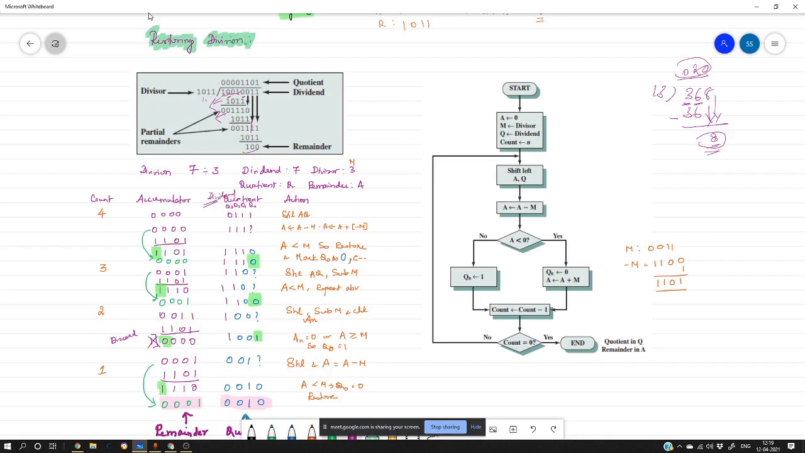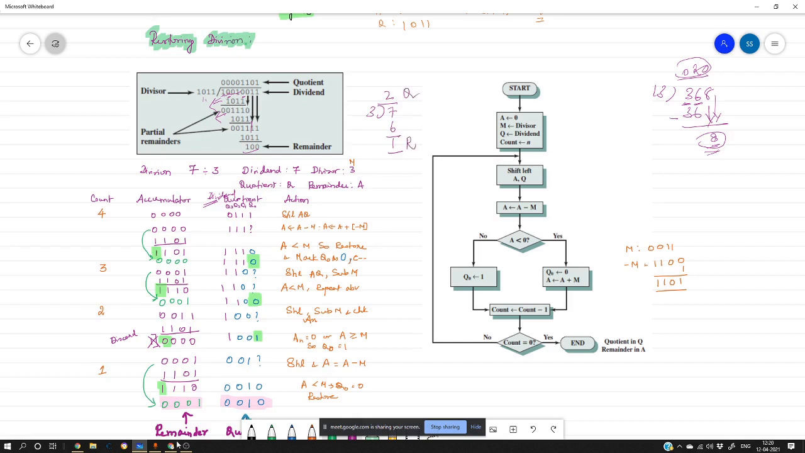Okay. So now, coming to the algorithm, we initially make initializations. The accumulator is initialized with value 0, M is loaded with the divisor, and Q is loaded with the dividend. I have taken an example of dividing 7 by 3. When I divide 7 by 3, you get quotient 2 and remainder 1. 7 divided by 3, this goes twice, and I have 6 here and 1. So this is the quotient and this is the remainder.